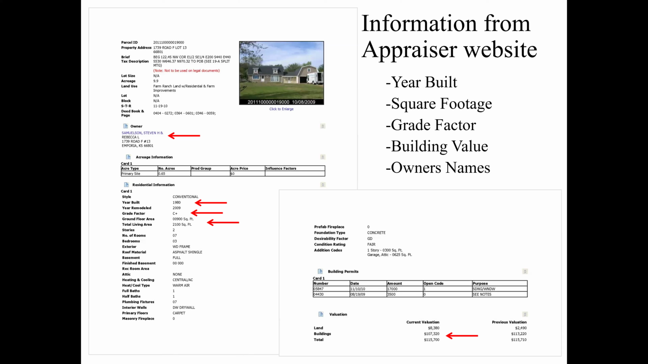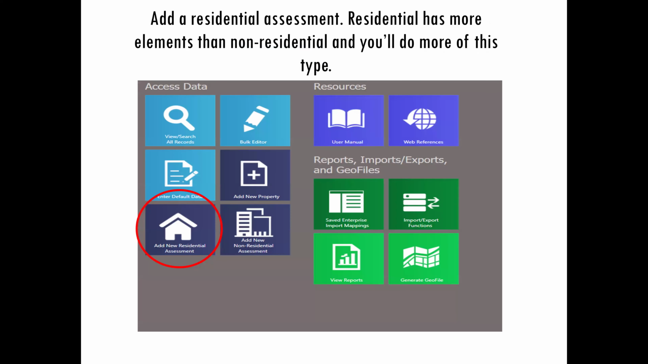And so this is an appraiser website. I look at these all the time. Basically, you can do a parcel search in most counties. So with public information, you can usually find the construction dates and more details about it, like what kind of style of construction, how many stories it has. So this is very useful information: square footage, grade factor, building value, owners' names. Very useful resource.